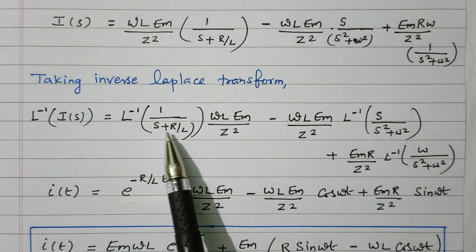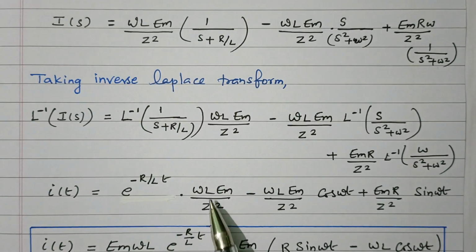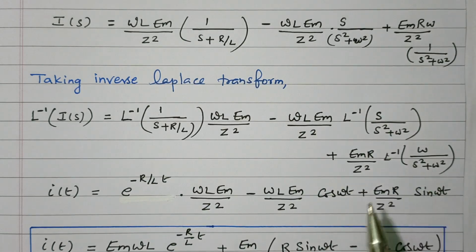1 divided by s plus a is nothing but e power minus at. Here a is r by l. This is constant and this term is constant. So s divided by s square plus omega square is cos omega t. This is a direct formula.